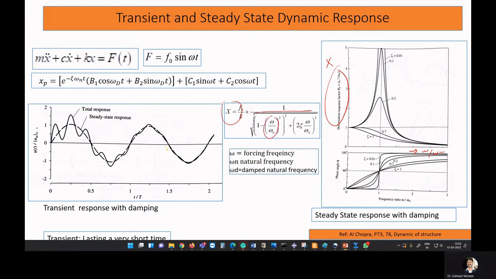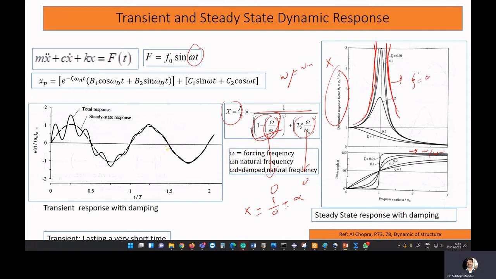Now, if omega, the frequency of the forcing function, is equal to omega n, in that case this part becomes 0. And if the system does not have any damping, then this part also becomes 0. So here the amplitude will be too high, in fact infinite, which we can represent like this, which is a large amount of displacement. This is the undamped system, so zeta is equal to 0.